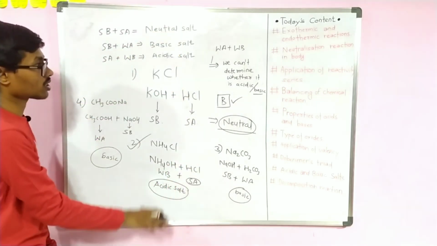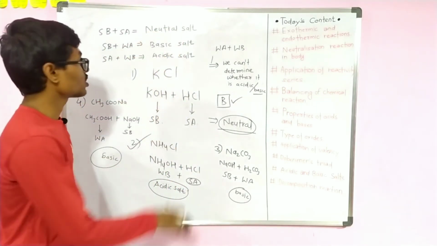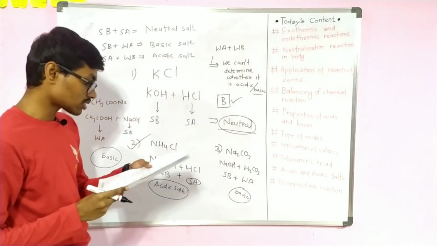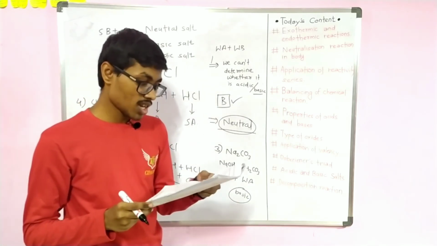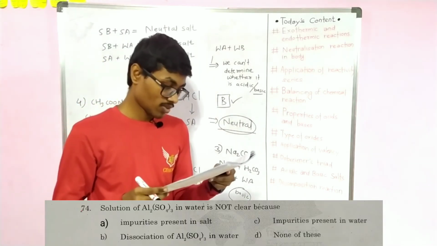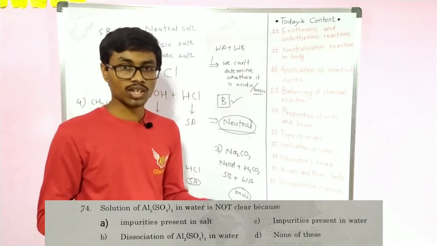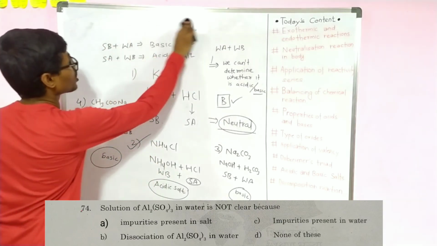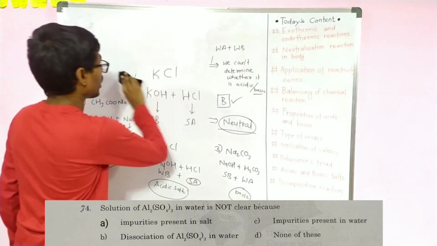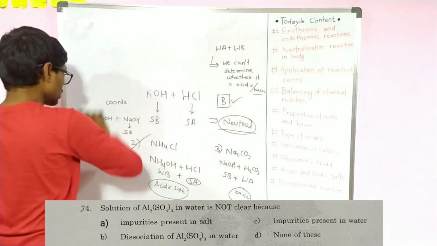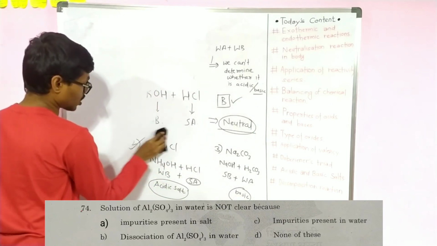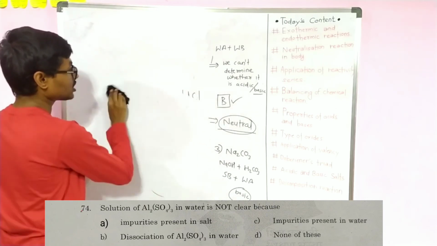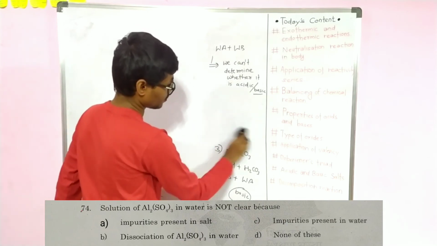So this is the most important theory. It is one of the best problems in today's class. Now the next question says that a solution of Al2(SO4)3 taken in water is not clear. Why is the aluminium sulfate solution not clear when dissolved in water? Actually it does not get dissolved, instead it forms a precipitate.